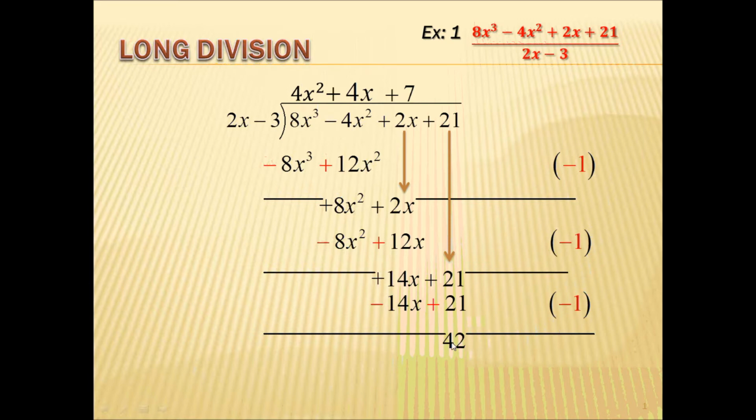We have to state our answer and remainder together. The way to do that is, we have our answer right here, and the remainder is plus 42, so that becomes a plus, divided by the divisor, which is 2x minus 3. And that's the way that you state your answer.